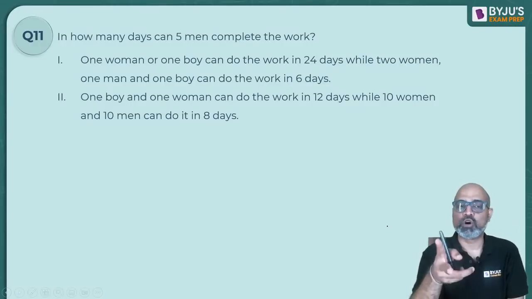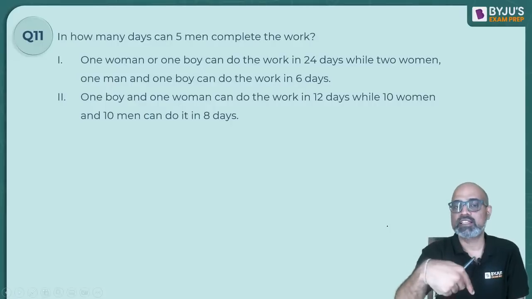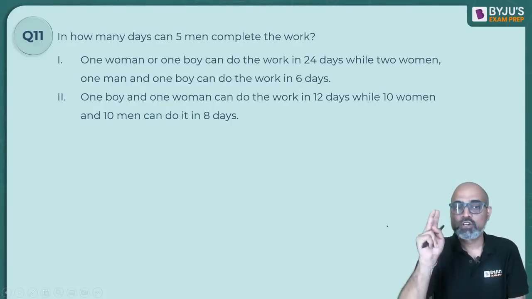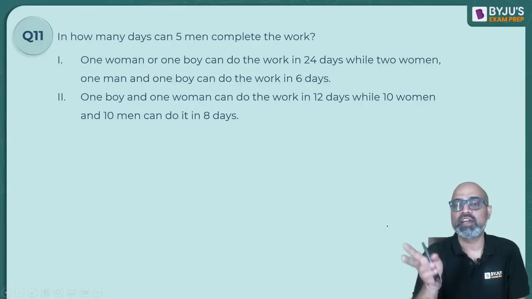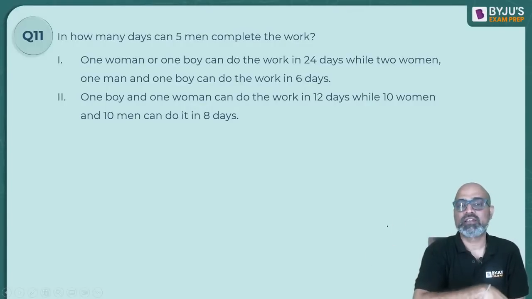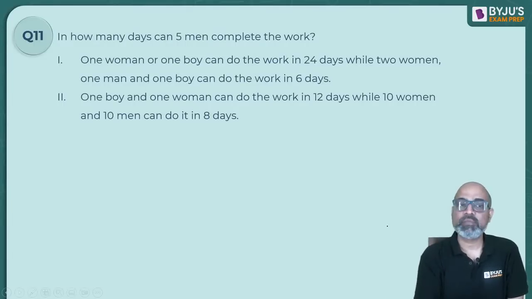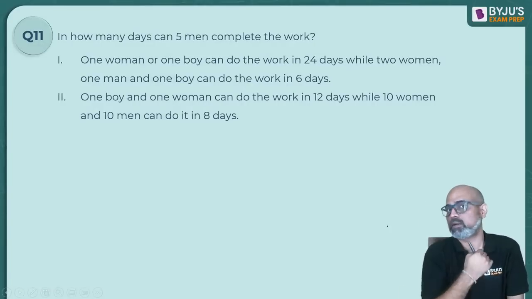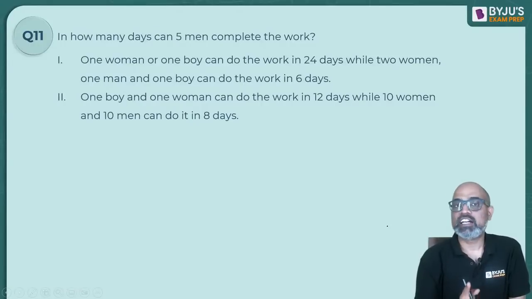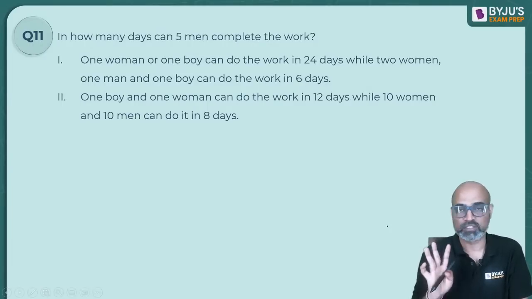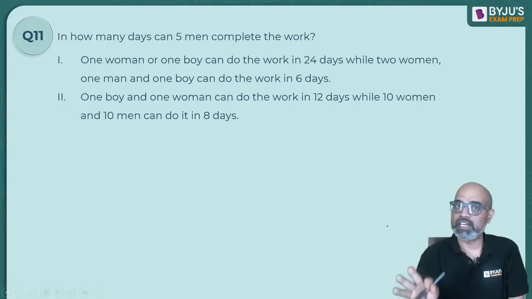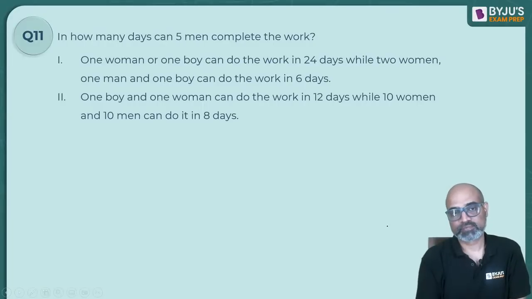1 woman, 1 boy. 1 boy, 1 woman. First and second statement, 24-12 makes no difference. 2 women, 1 man and 1 boy. 10 women and 10 men. Right? So here it is 'and', and 'and', so logically they are the same. So the answer is going to come either individually, or maybe by clubbing, or it won't come at all. It can't be that it will come from 1 alone and not 2, or from 2 alone and not 1. So it's not going to be A or B for sure. That much I can tell. So it's going to be C, D, or E.